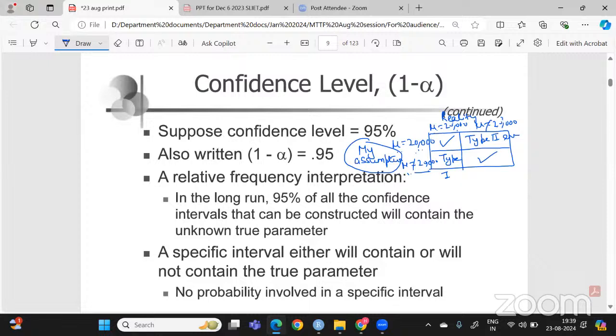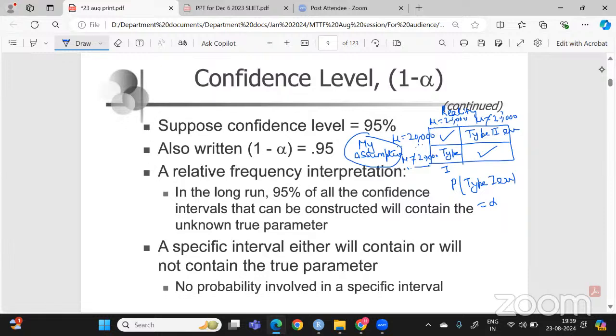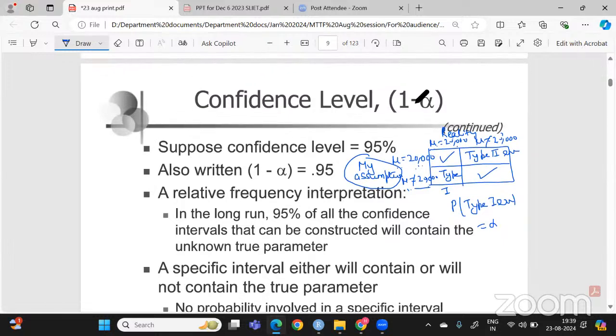When we take the probability of type 1 error, whatever value we get is called alpha. We want both type 1 error and type 2 error to be as small as possible, but there is an inverse relationship between alpha and beta. If you want to reduce type 1 error, type 2 error will increase. I'm not going into the depth of that, I have just explained the meaning. Generally we assume alpha is 5%.